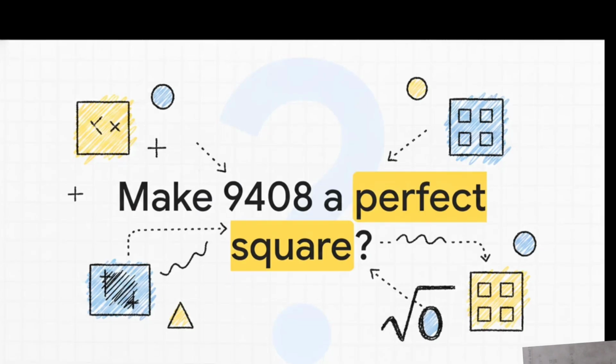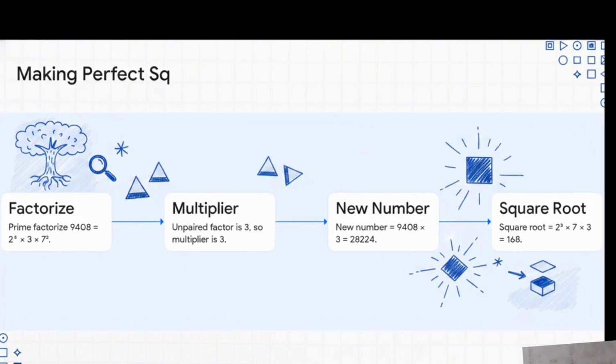Let's dive right into problem 6. It's a two-part question. Find the smallest number by which 9408 must be multiplied so that the product is a perfect square. Find the square root of the product. Basically, we have to find which number 9408 must be multiplied by to make it a perfect square, and then find the root of that number. Again, we'll use the prime factorization method because it reveals the missing pieces.